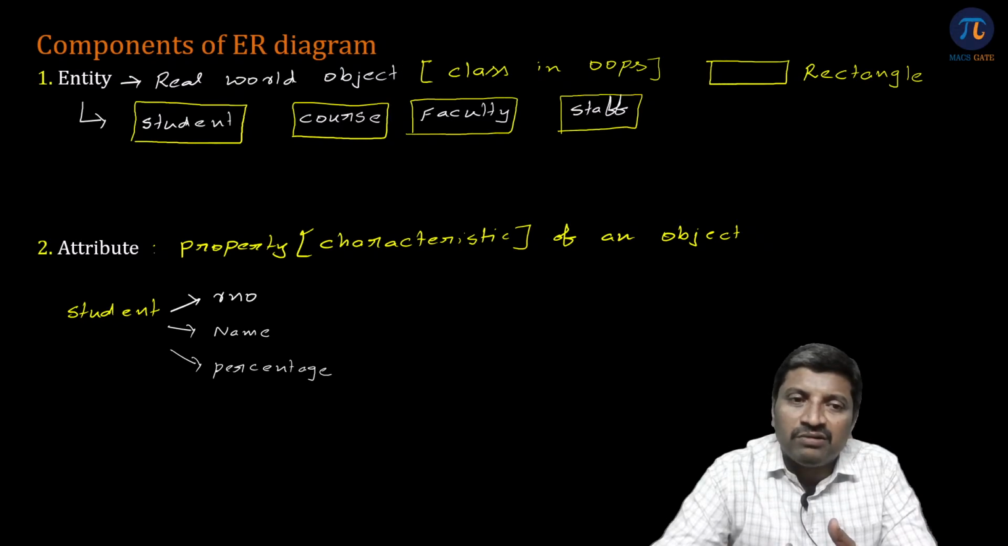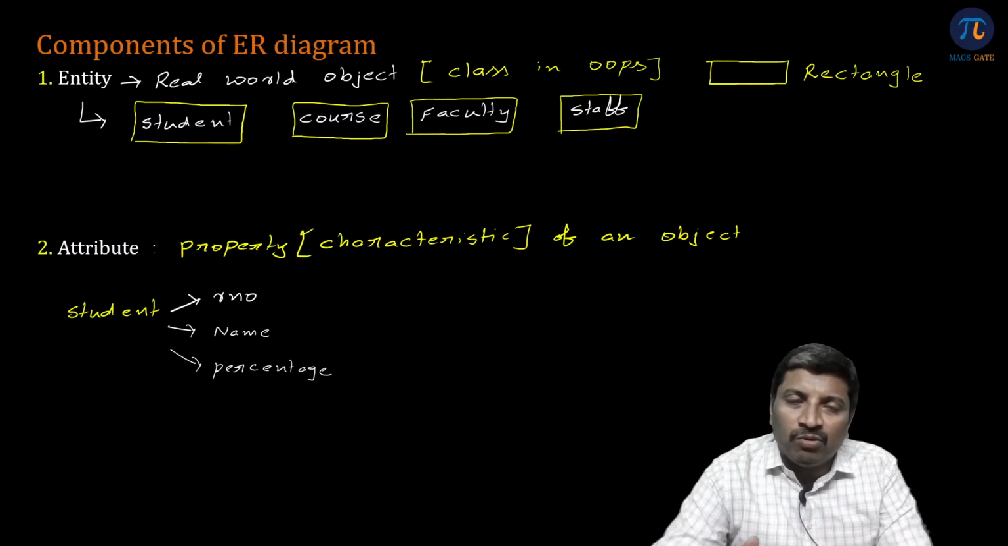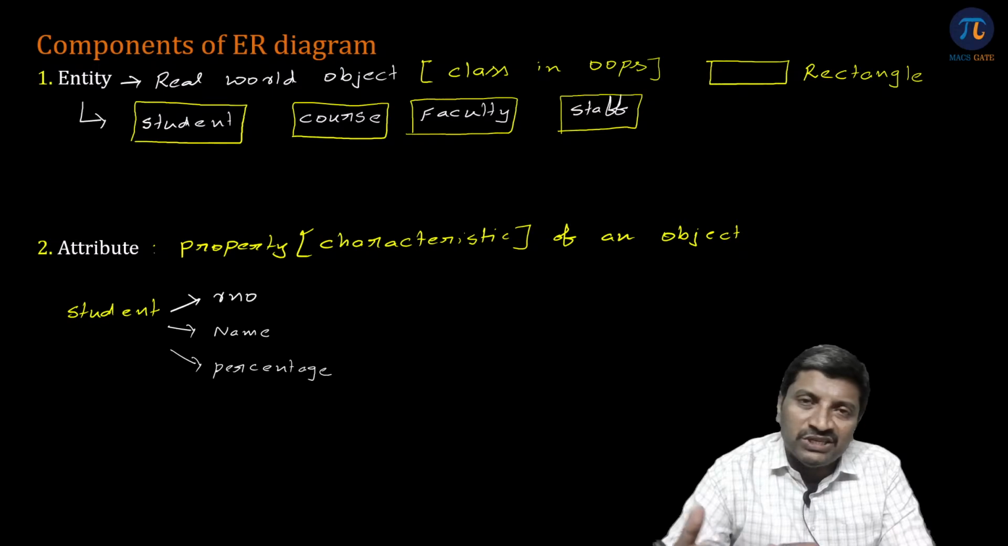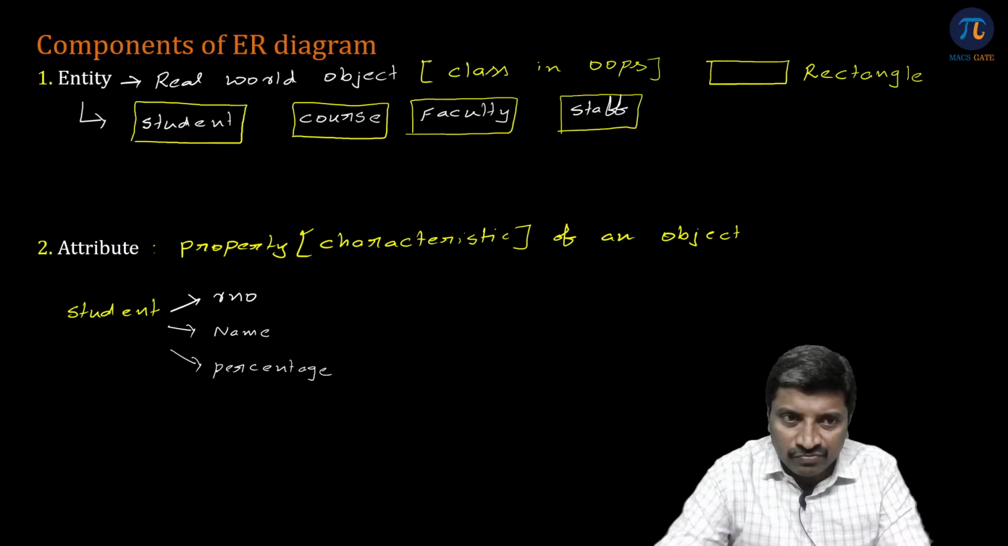What is your roll number? What is your name? What is your percent? So in my point of view, whenever I say student, he needs to have all these three qualities. He may have some other qualities, but I don't consider them, right?